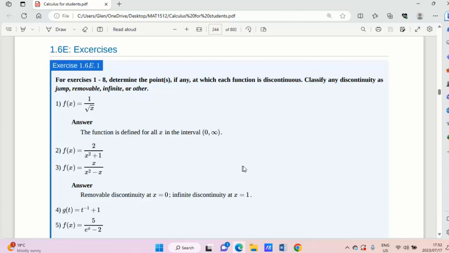All right, sorted. Thank you, sir. You can continue. Okay, now let's look at number 4. The last one was number 4: 1 over t plus 1. What are we saying in there?